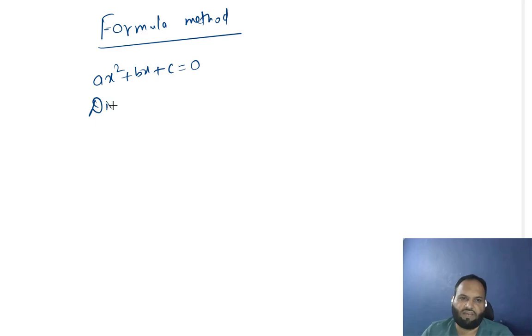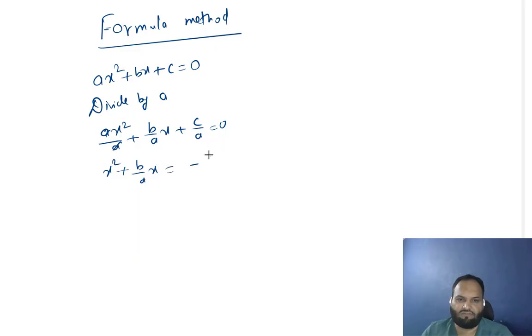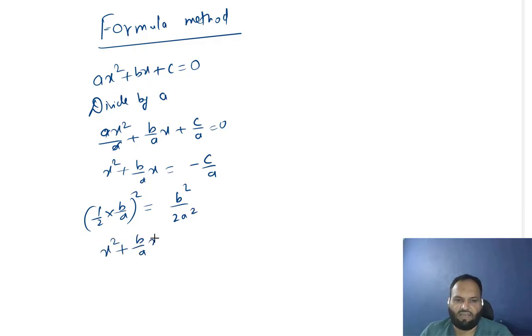So we first divide by a. You divide by a, you get ax square divided by a plus b divided by a x plus c divided by a equal to 0. So a will be cancelled. x square plus b divided by a x is equal to negative of c divided by a. Now I will take half into b divided by a whole square. That will give me b square by 2a square. I will add it to both sides. I will get x square plus b by a x plus b square by 2a square is equal to negative c by a plus b square by 2a square.